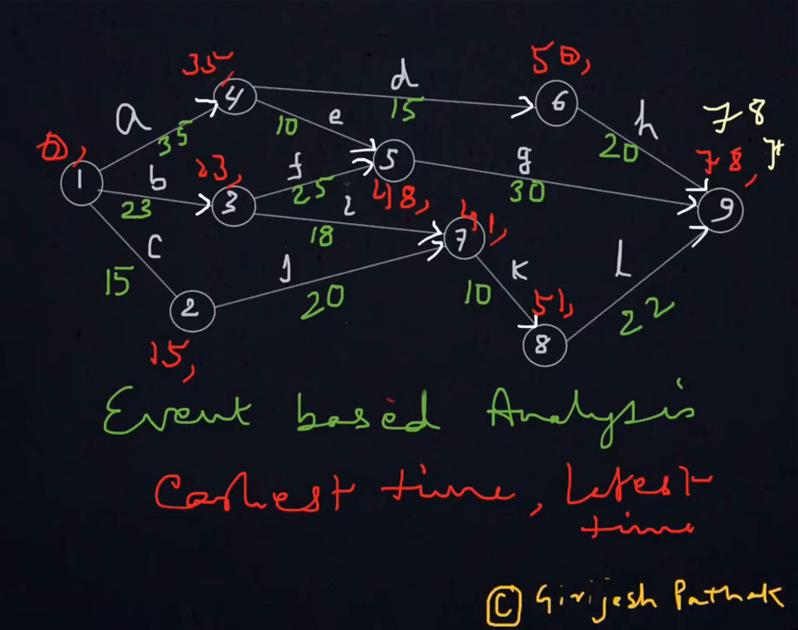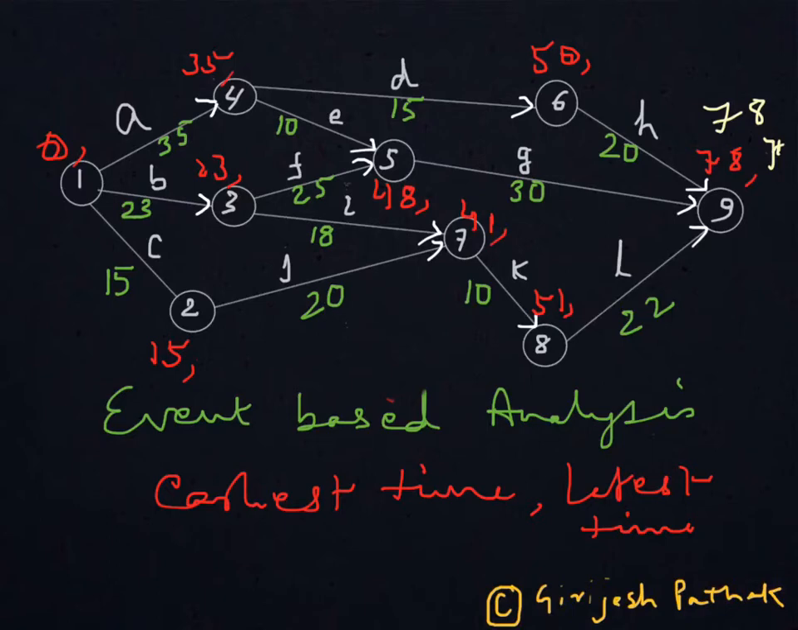Then we calculate back. The latest time has the meaning that if we don't do that by that time, then the project will not get over in time. The project will get delayed. Obviously, we are not going to reduce the activity time of any activity. So the latest time we have to compute considering that by that time we must be on that node.